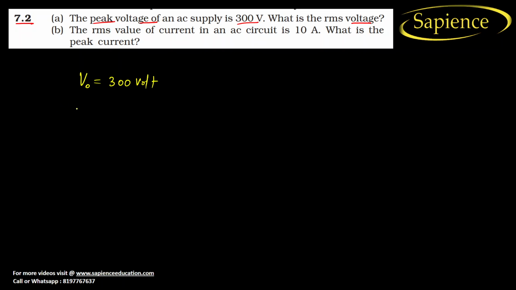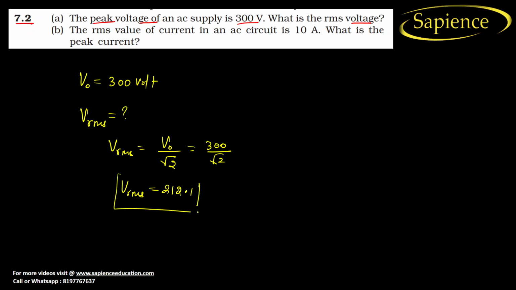They are asking basically for VRMS. We know that VRMS is equal to peak voltage divided by root 2. So this will be 300 divided by root 2, and finally we will get VRMS equal to 212.1 volt. This is part A. Now we will do the part B solution.